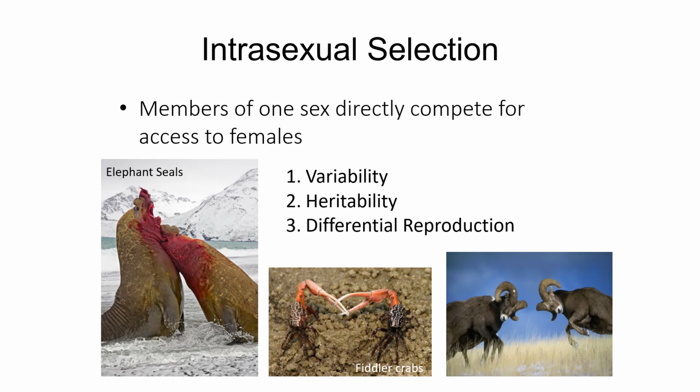There's also intrasexual selection, where the males may compete for mates. This is when members of one sex directly compete with access to the other sex. So elephant seals battling it out on the beach to be the beach master, fiddler crabs fighting with their large arms, or bighorn sheep just headbutting until one of them gets a concussion.